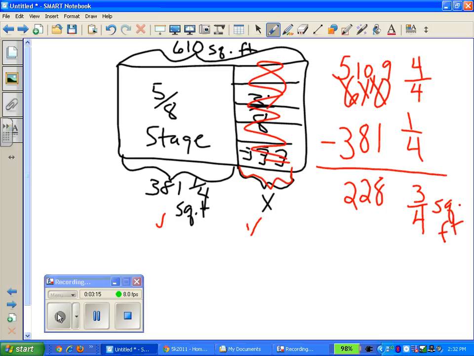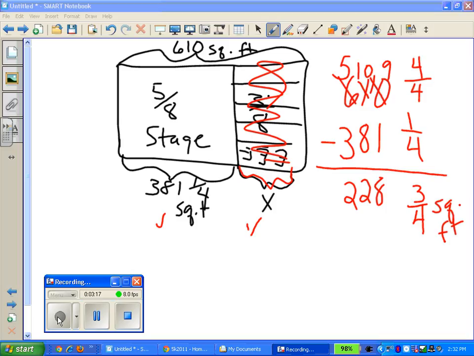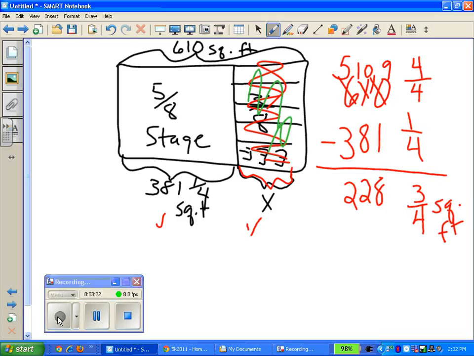All right, so Emma, if this part of the stage here is 228 3/4 square feet, and we have to divide that into 5 sections, what problem am I going to write here? What equation can I write? 228 3/4 divided by. Good. So I have 228 3/4 square feet divided by 5 sections. So I want to figure out then how much space that will be for each section. How large is each section?